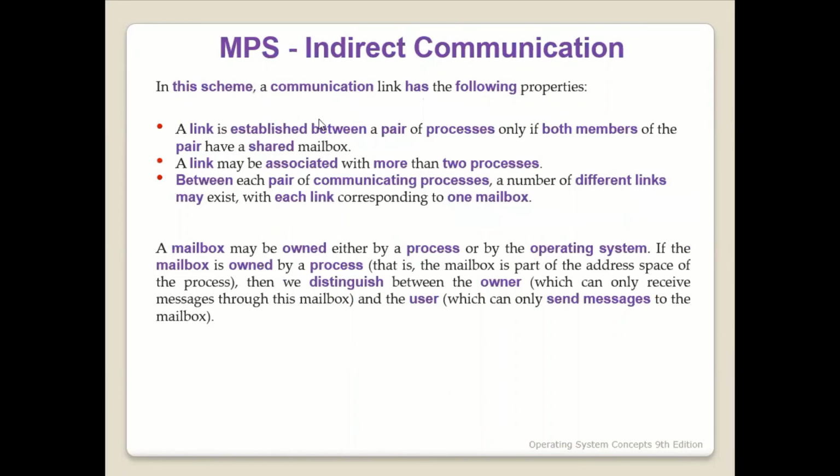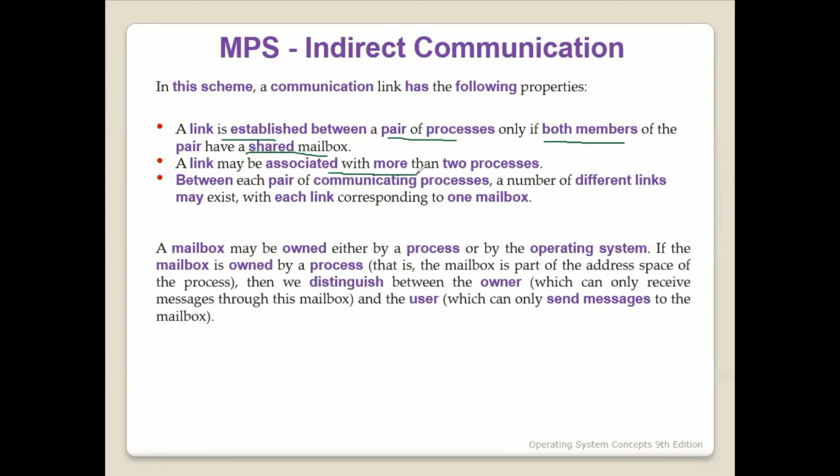Again, you need to concentrate on the link. The link is established between a pair of processes only if both members have a shared mailbox. If there is a shared mailbox, then the link is established. If there is no shared mailbox, no link is established. The link can be associated with more than one process, so don't think that there will be exactly one link between two processes.